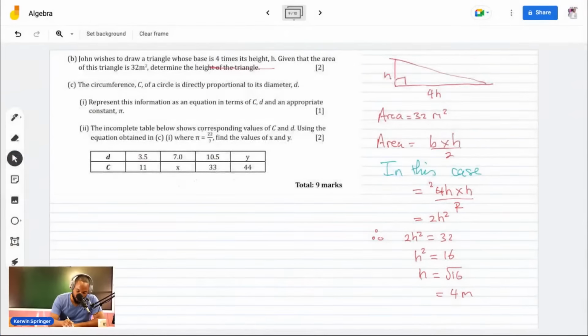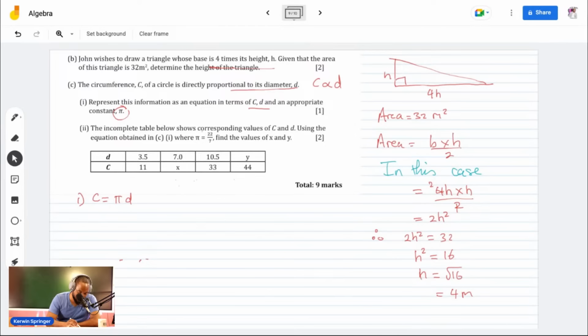Circumference C of a circle is directly proportional to its diameter. So C is directly proportional to the diameter. Represent this information as an equation in terms of C and D and an appropriate constant pi. All right now. So the circumference of a circle is pi d. But anyhow, you understand how we use the pi as a constant, but this is actually an equation that you know from primary school.